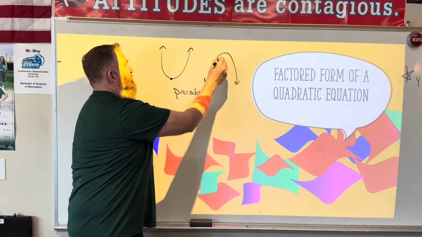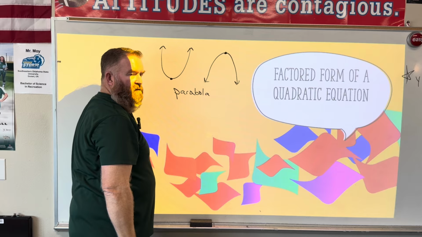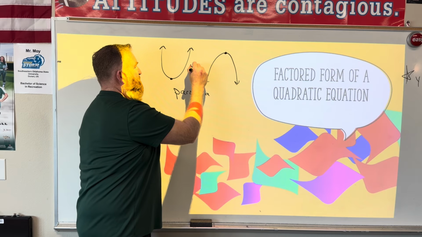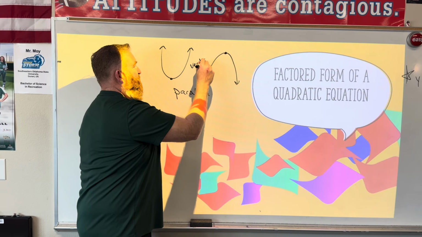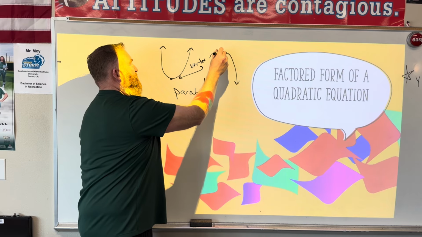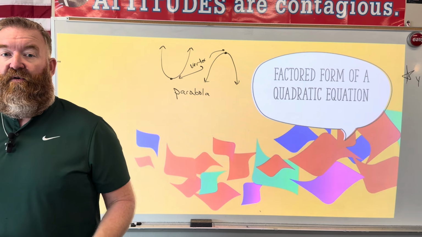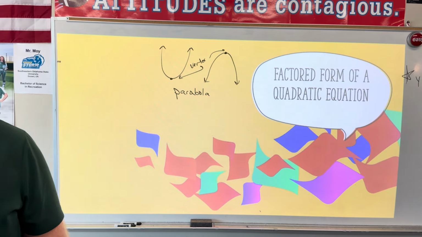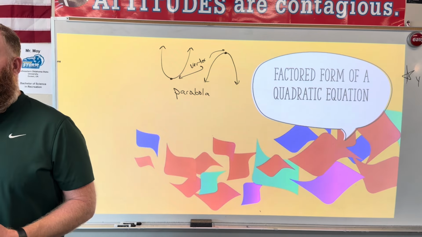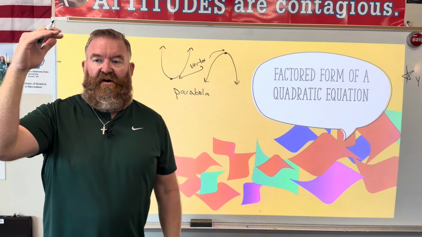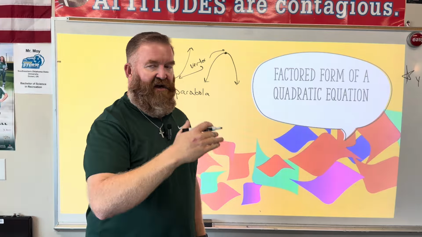What were these 2 points called? Those are called your vertexes. Vertex, V-E-R-T-E-X, is basically the highest point or the lowest point. It's basically the point where you change directions. If you get to the vertex, it's kind of like going up a mountain. As soon as you get to the top of the mountain, there's nowhere to go but down.